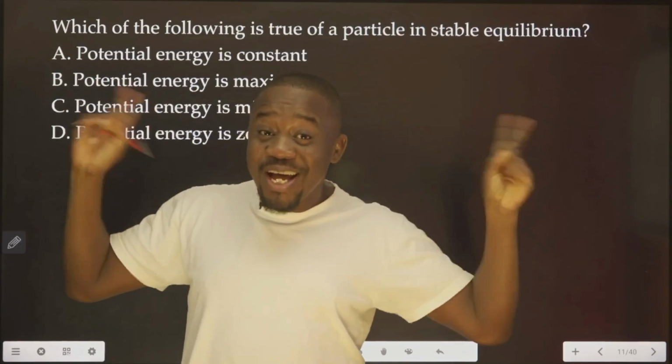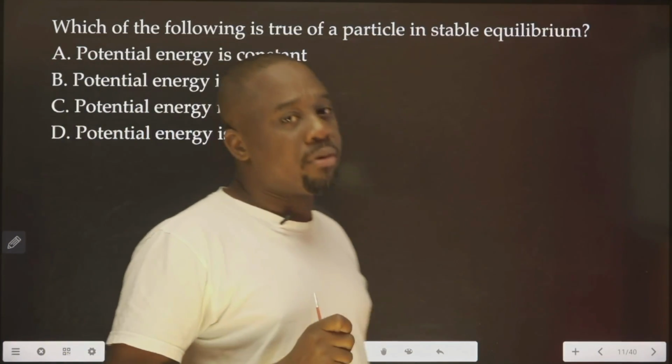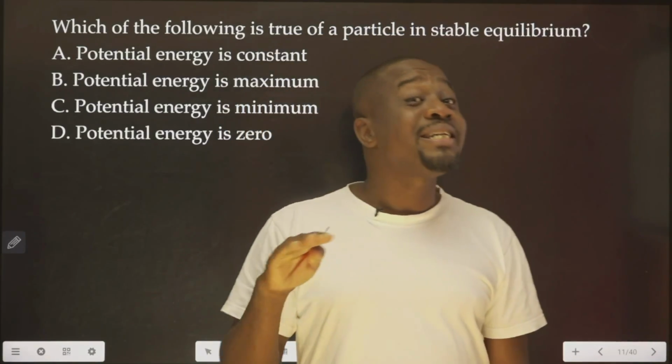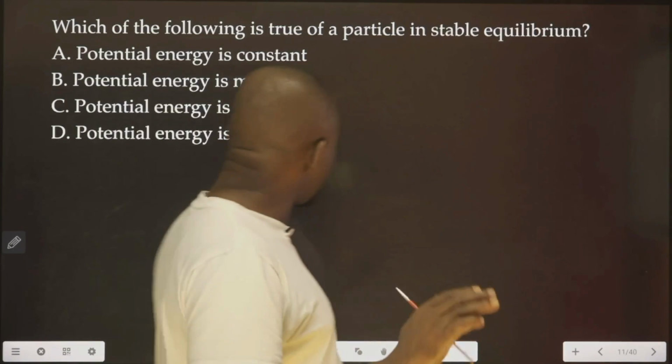Okay? Let's look at this. It says: which of the following is true for a particle in stable equilibrium? When anything is in equilibrium, it means that it's at rest. Sometimes it can be turning, but that turning is constant. Okay? Depends on what you are looking at.